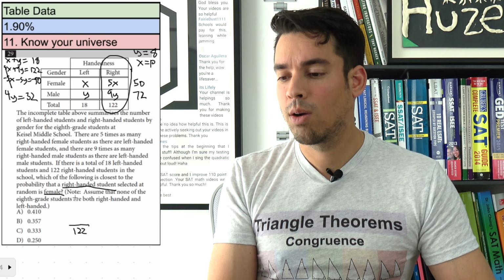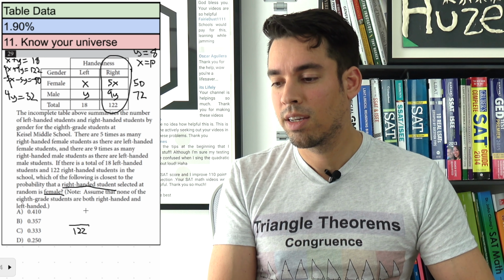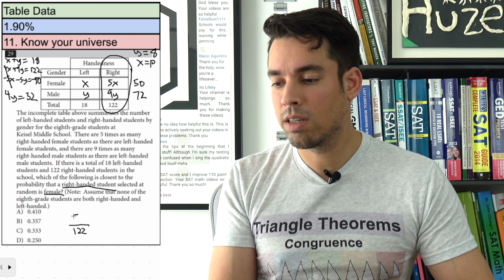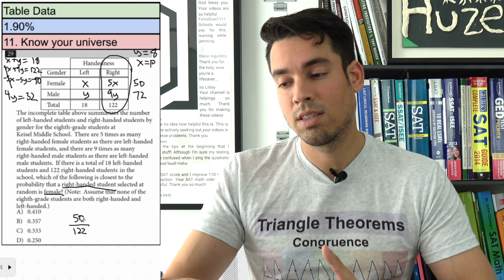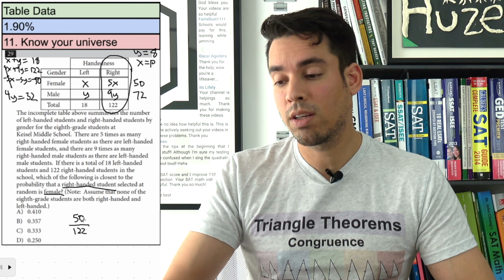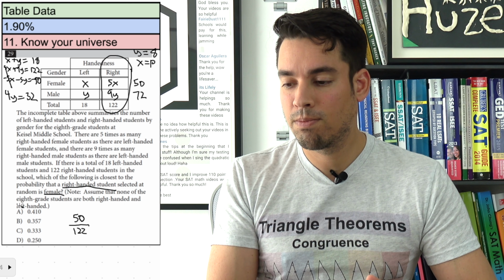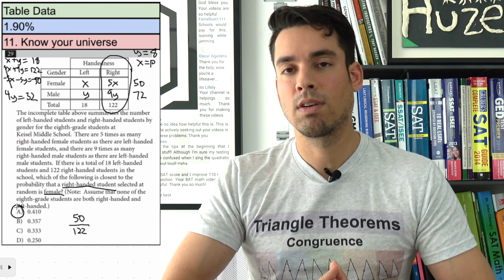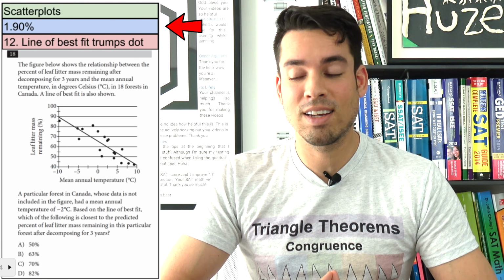But what did I want? I wanted the probability that a right-handed person out of the 122 space is female. The female is 50, and that's gonna give me my fraction for the probability. This is a calculator problem, so plug that into your calculator and you will get, rounded to the nearest thousandth, 0.410. The next category is scatter plots, which constitutes 1.9% of the test.